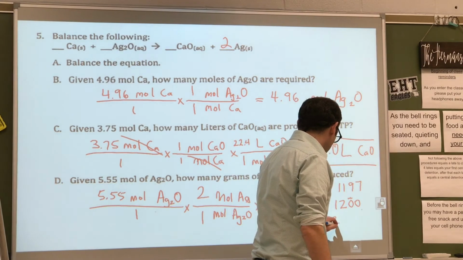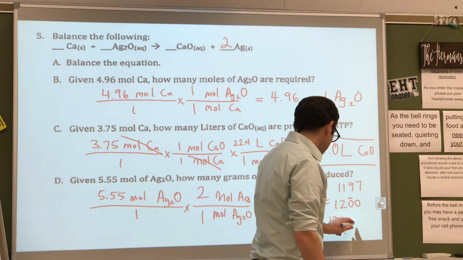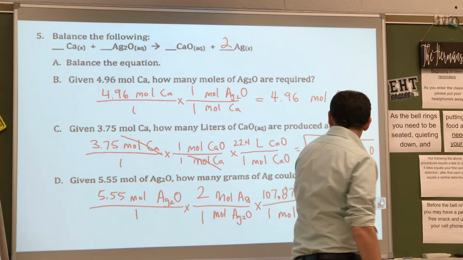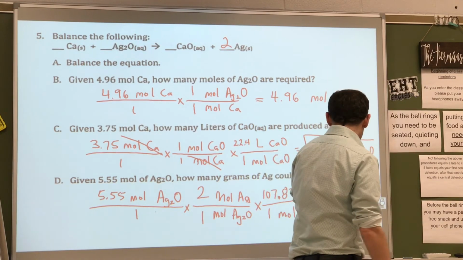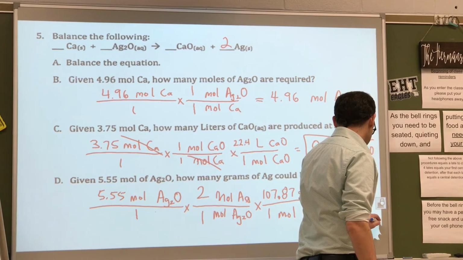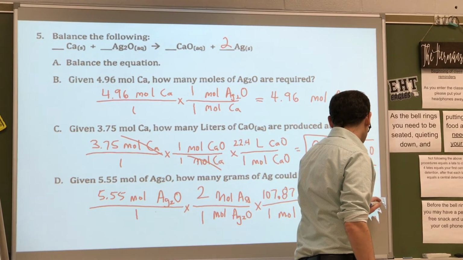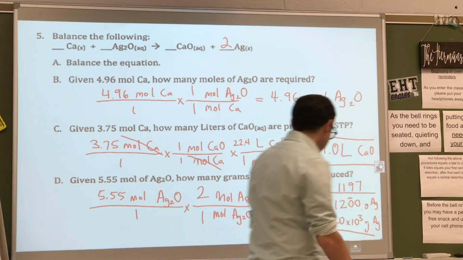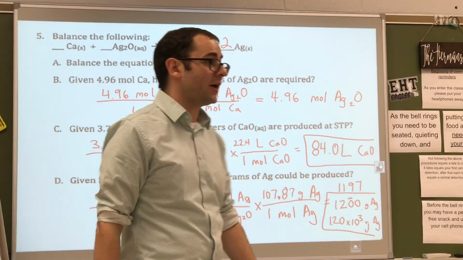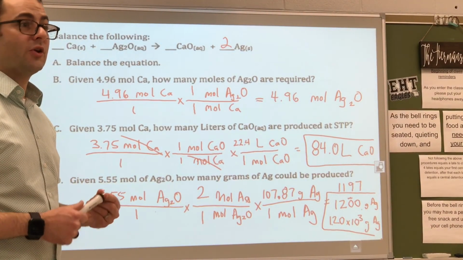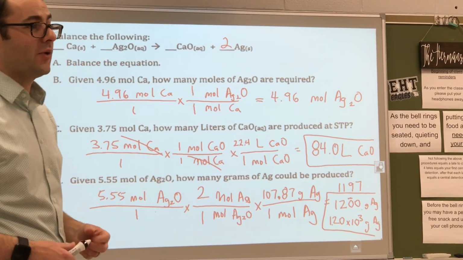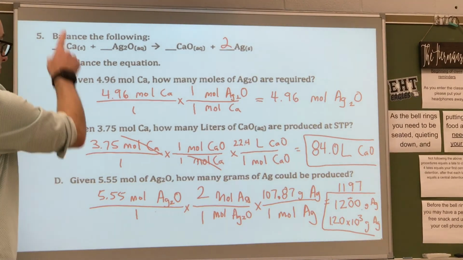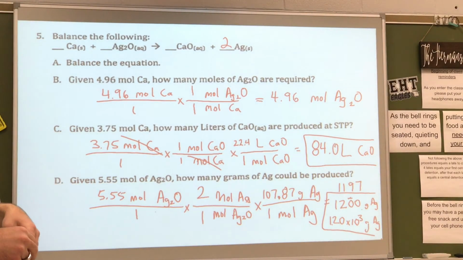So, that would be 1.20 times 10 to the third, and what is this, grams? Grams of silver, or up here it would be the same thing, grams of silver. So either of these would be fine, completely fine, all right? You could even convert it into kilograms if you wanted to, but that's just getting crazy, right? Okay, any questions with any of that stuff? Now we're good?